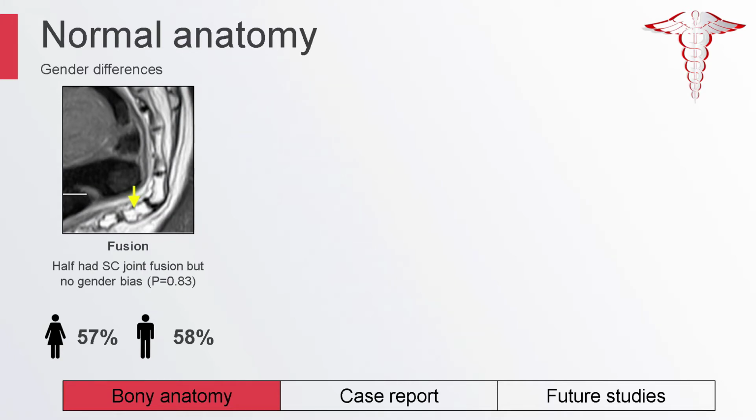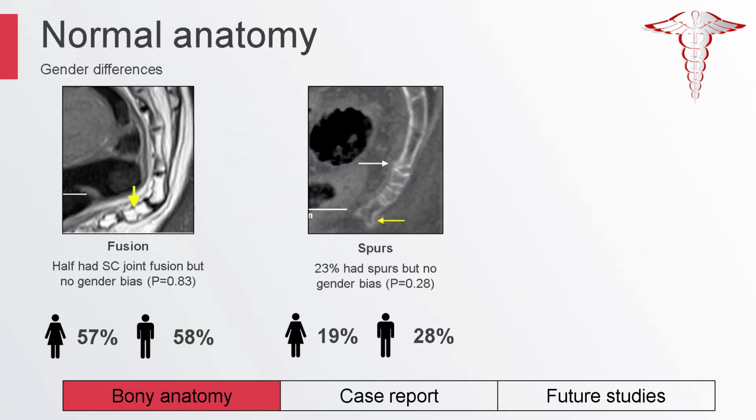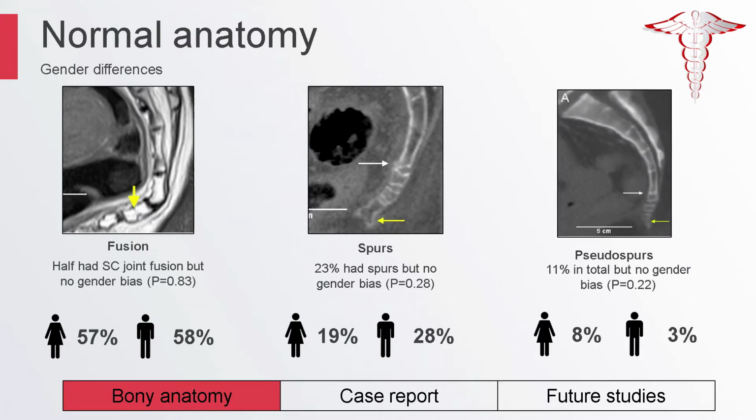All right, so in terms of fusion, sacrococcygeal fusion is very common. In our study, more than half of people had it fused, and there was no gender bias. Spurs or spicules were relatively common in the normal population. A quarter of people have it. Again, no gender bias. Pseudospurs or retroverted coccyx were present in about 10%, 11%, and there was no gender bias either.